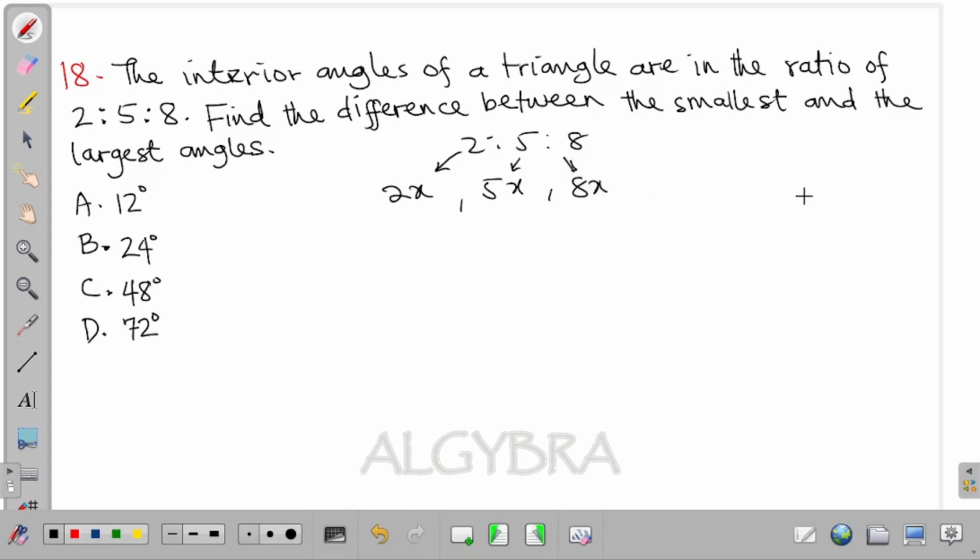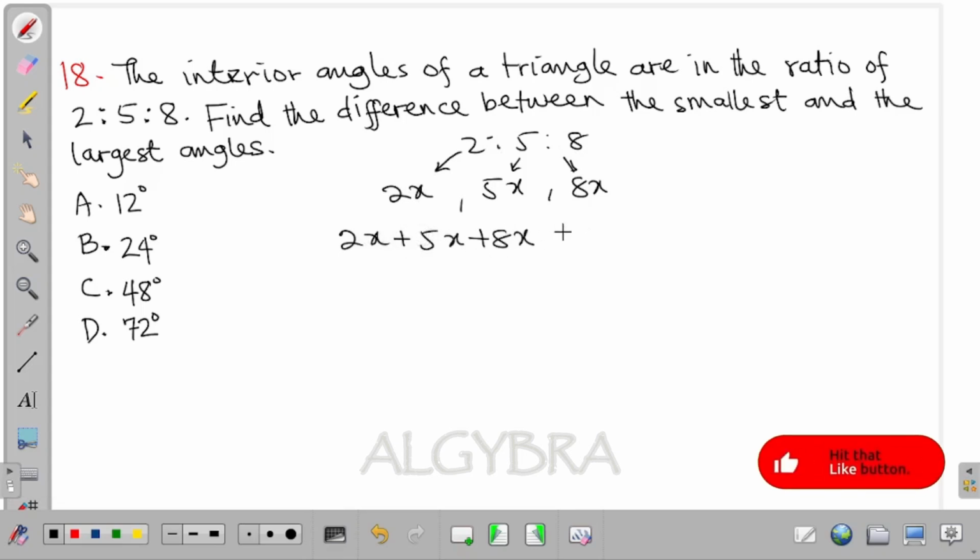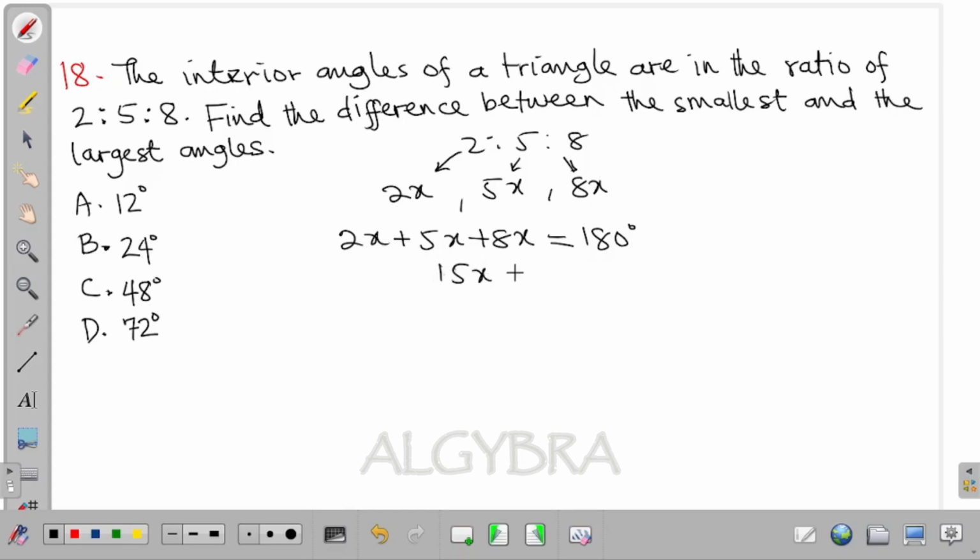Okay, now that means summing these 2x plus 5x plus 8x is going to give me the angles in the triangle. But the sum of the angles in a triangle, which is 2x plus 5x plus 8x in this case, is supposed to give us 180 degrees, which is the sum of angles in a triangle. So 2x plus 5x plus 8x is going to be equal to what? 15x. And that should also be equal to 180 degrees.